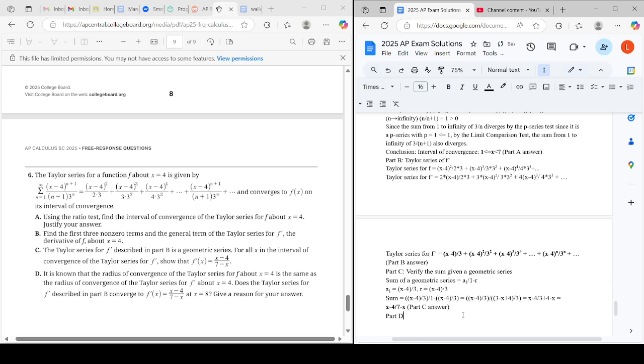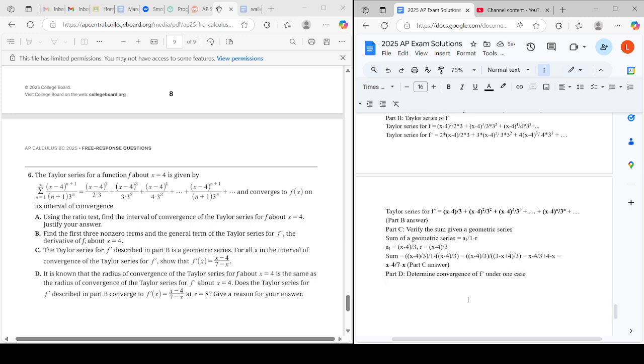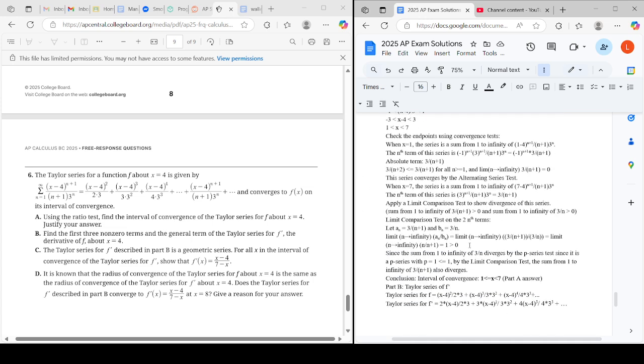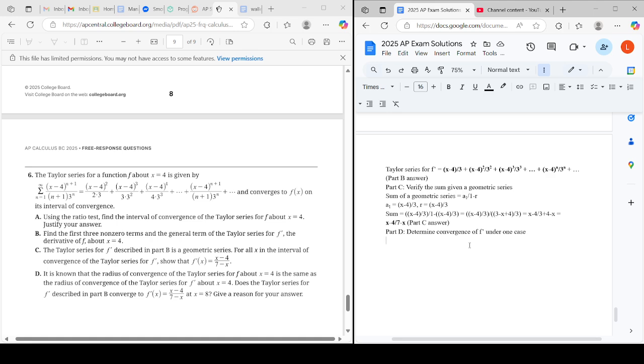In part D, we have to determine convergence of f prime under one case. So this is a pretty easy one. We should have learned this in your class, but the Taylor series of a derivative will have the same radius of convergence, but not necessarily the interval, as the original function. So we found this convergence here in part A, where the radius would be 3.